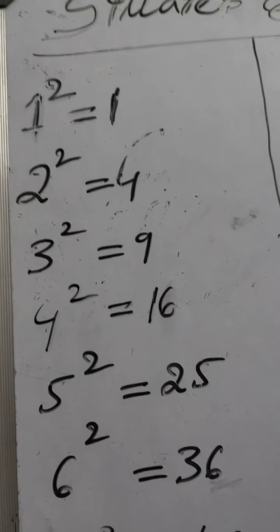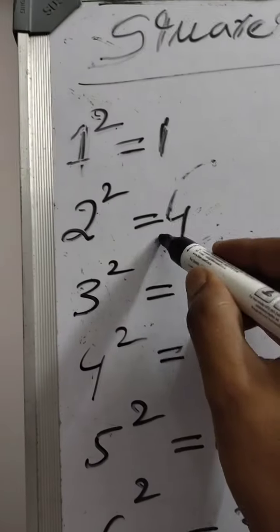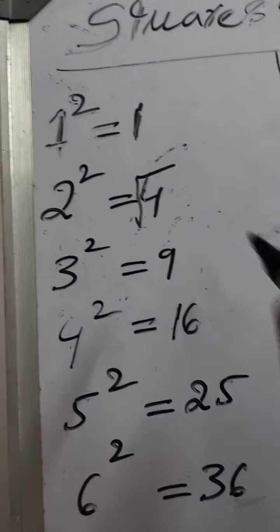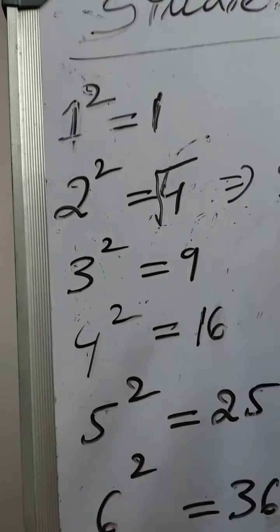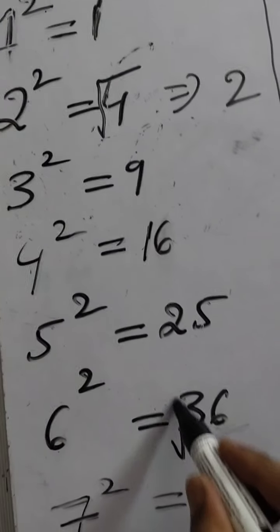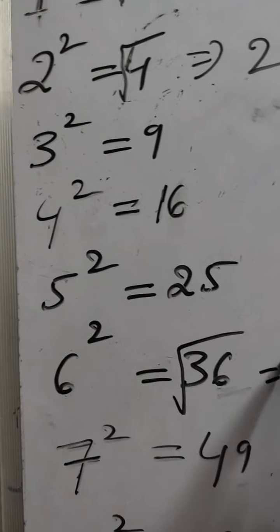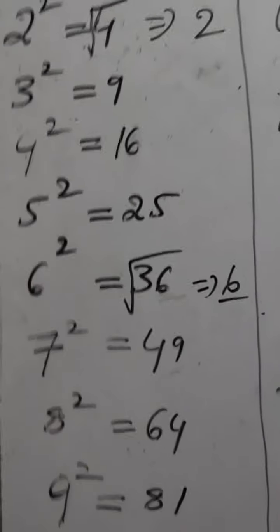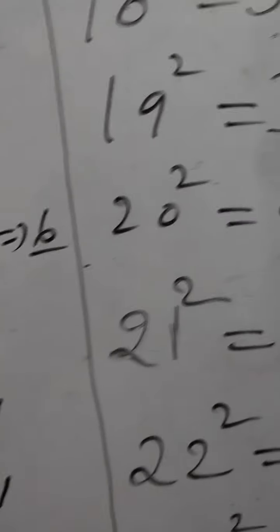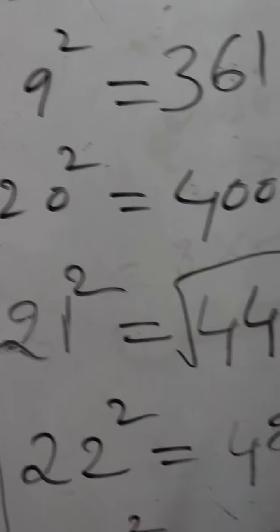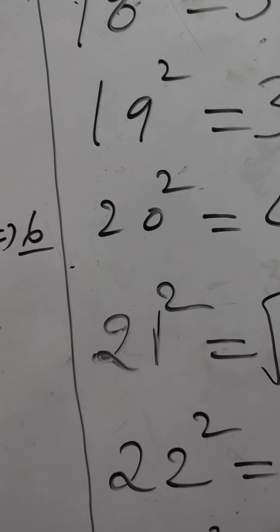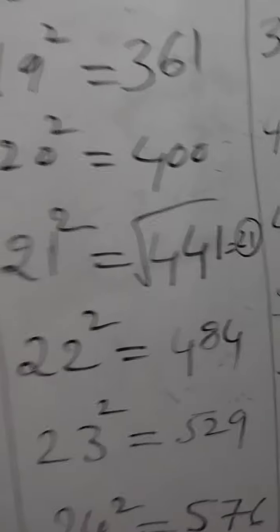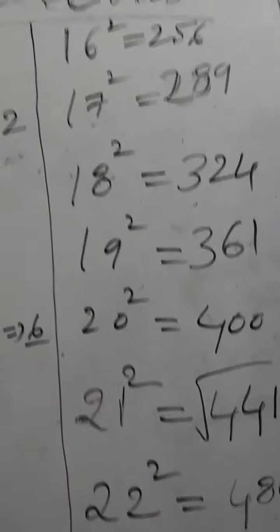So sometimes in the examinations they'll give square root of 4. Square root of 4 is how much? You know, right? 2. For example, if they give square root of 36, you can easily remember, square root of 36 is equal to 6. For example, if they give 441 square root, you can simply put 21. Like that it is useful.